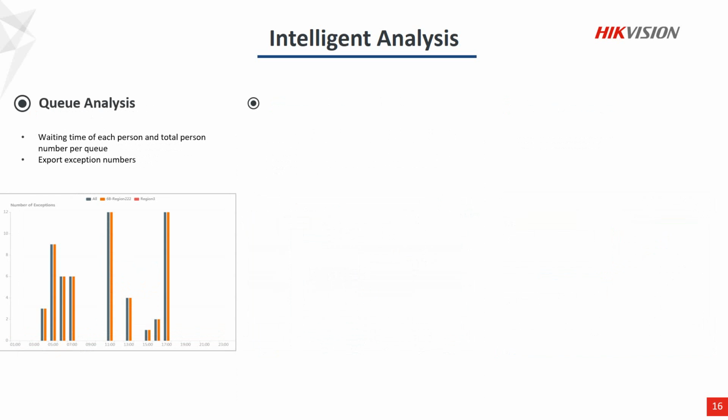Queue analysis, we need to use the queue cameras. After you access the queue cameras to Hack Central Pro, we can check the waiting time of each person and the total person number of each queue. Also you can check the exception numbers. If too many people are waiting there, it will be classified as an exception.